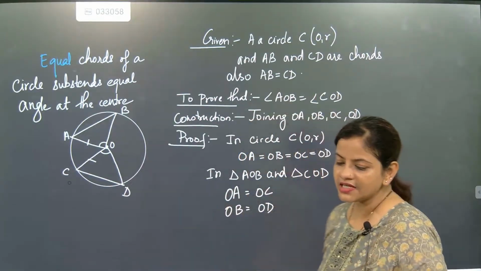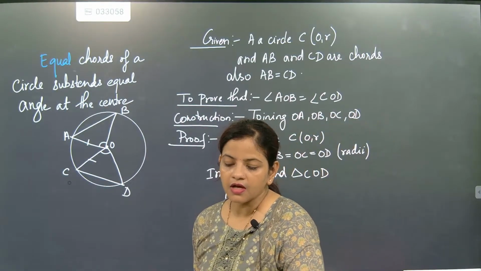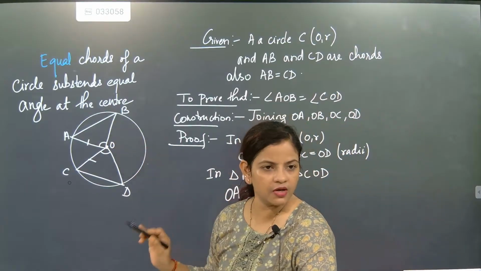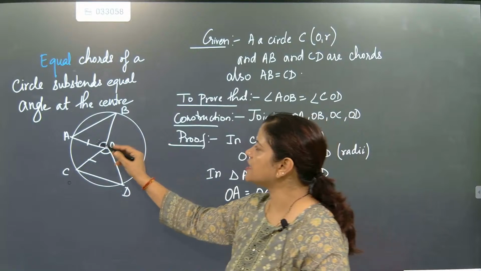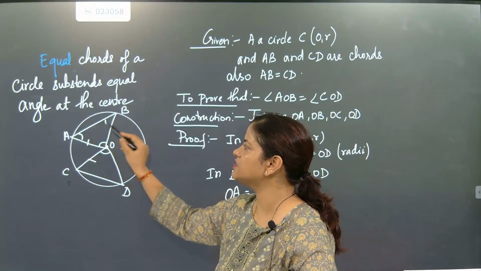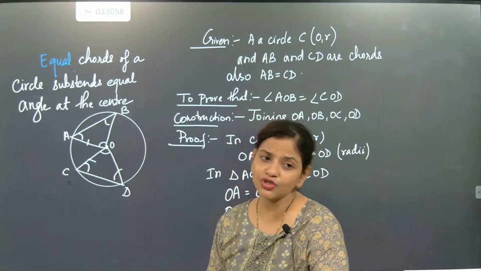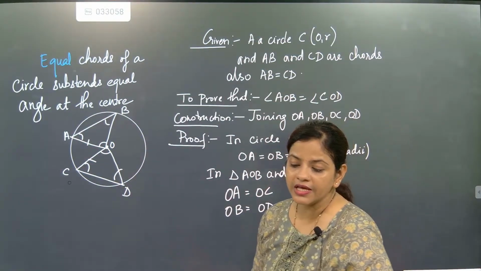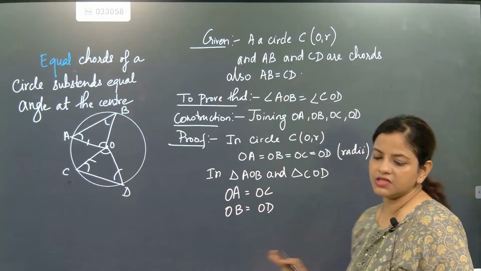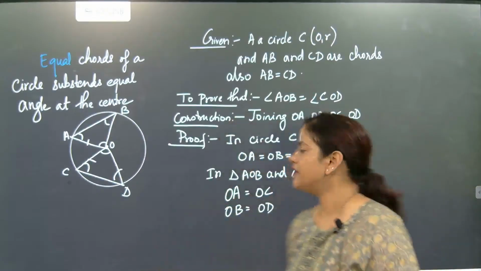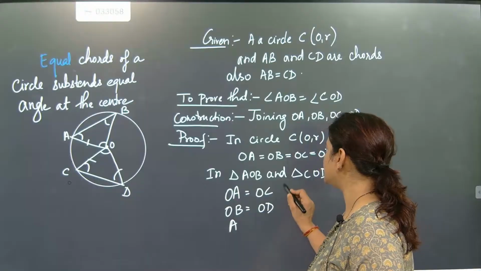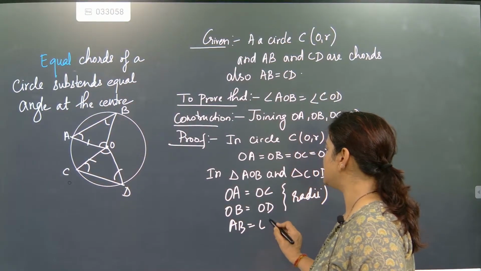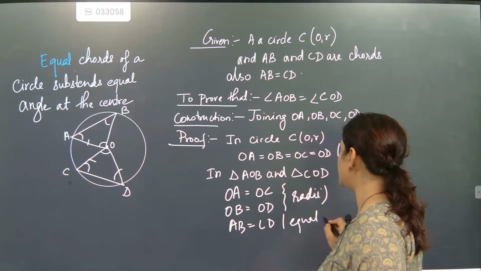Understood? So now when sides are there, all the sides are coming equal. Now next part, if two sides are equal, then corresponding angles will also be equal. Is it true or not? Tell me. But here we will be taking all three sides. What is already given? It is given that chords are equal. So these are radii, and here AB is equal to CD. Chords are equal.